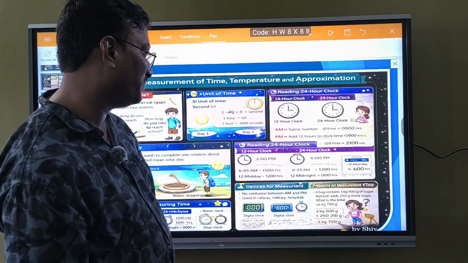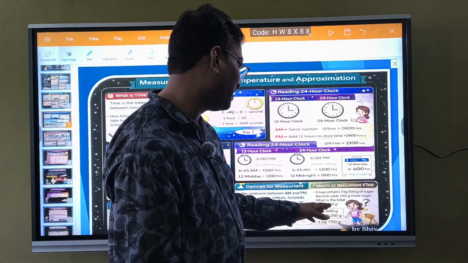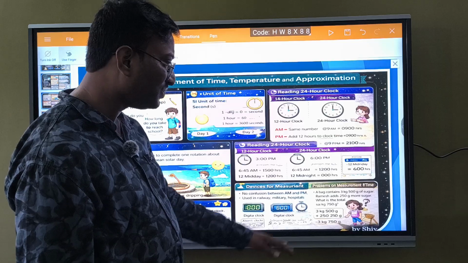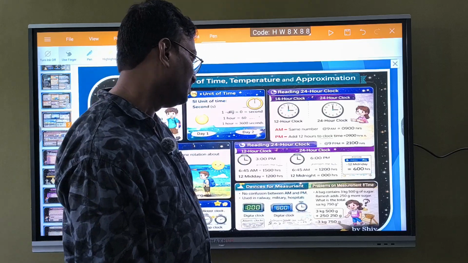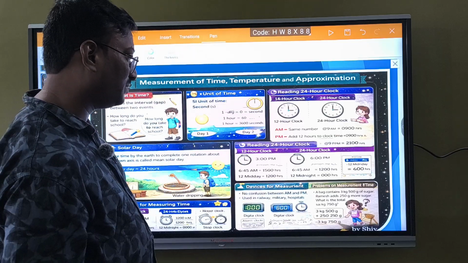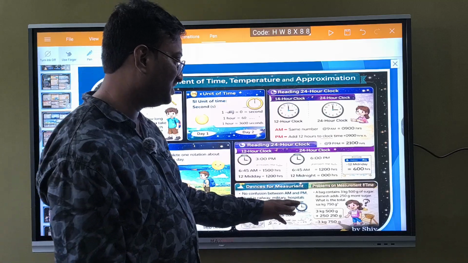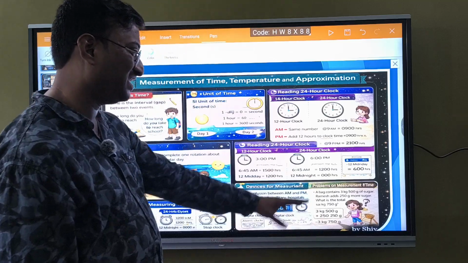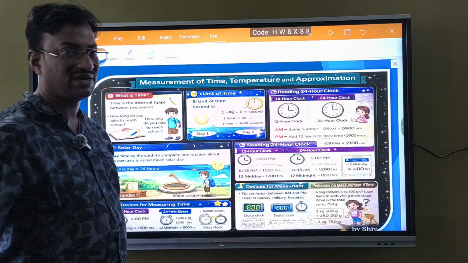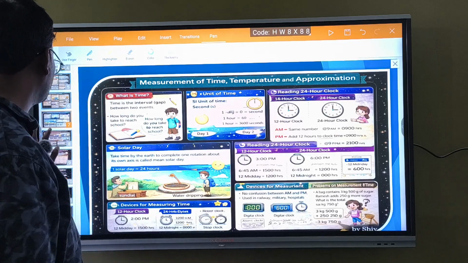Ramesh adds 250 more sugar. Sai has 750 kgs, 750 grams. So 3 kgs 500 grams plus 250 is equal to 3 kgs 700 grams. It is a measurement of mass problem. It's okay, it has been added.